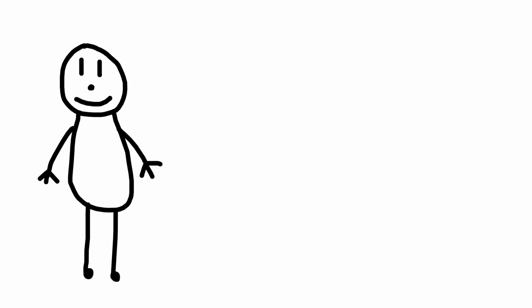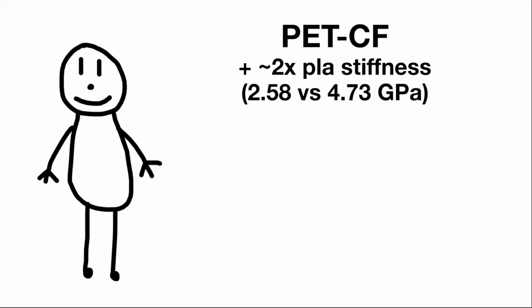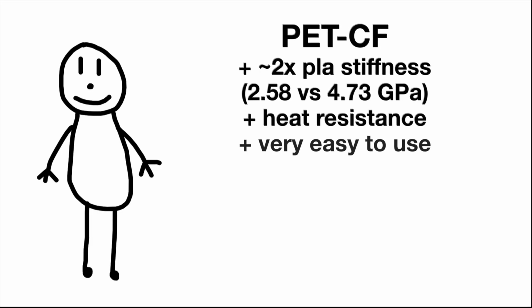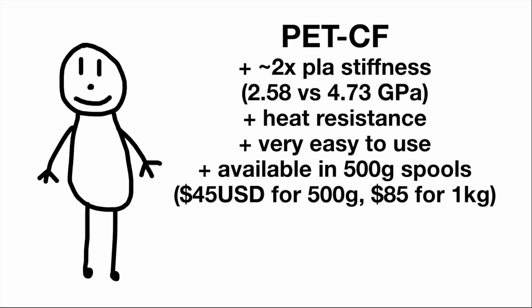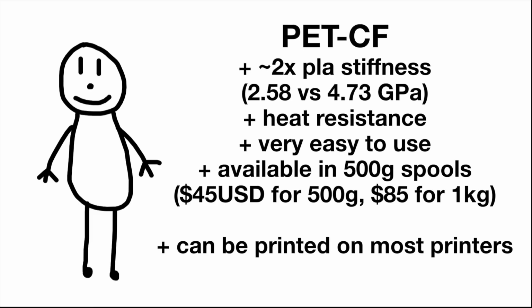Next, the good middle ground is PET-CF. It's almost double the stiffness of PLA, significantly higher temperature resistance, still easy to print, and can be bought in 500 gram spools, so it's not too much of an investment. The best bit is that, unlike the other engineering materials, it can actually be printed on just about any printer with a hardened nozzle and extruder gear, enclosed or not.